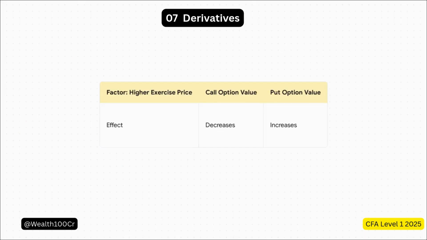Now, what's very important to understand is that one factor can affect call and put options in opposite ways. Let's take the exercise price. For a call option, which is the right to buy, a higher exercise price is bad news for you. It makes the option worth less. But for a put option, the right to sell, a higher selling price is fantastic, so it makes that option worth more. You see? Opposite effects.